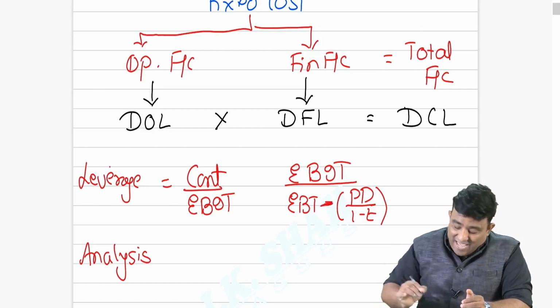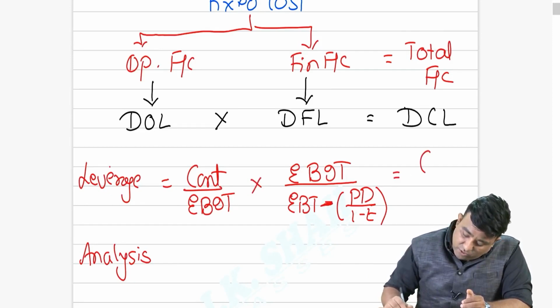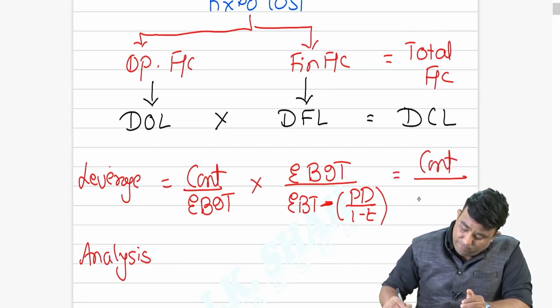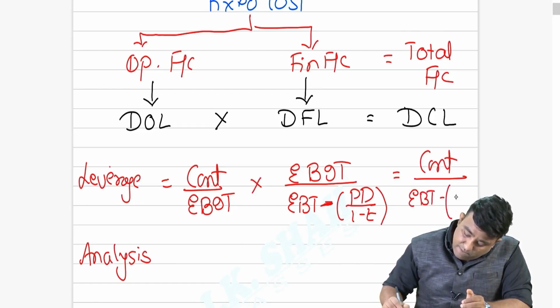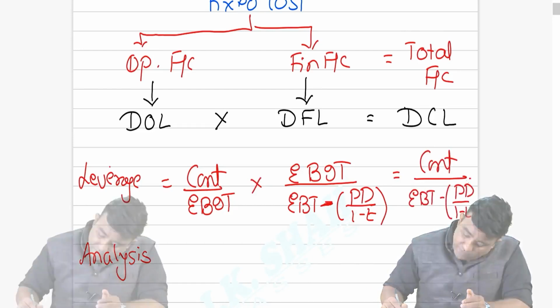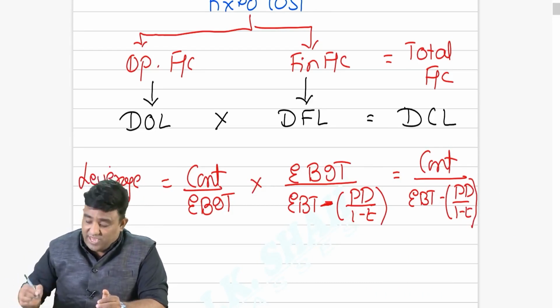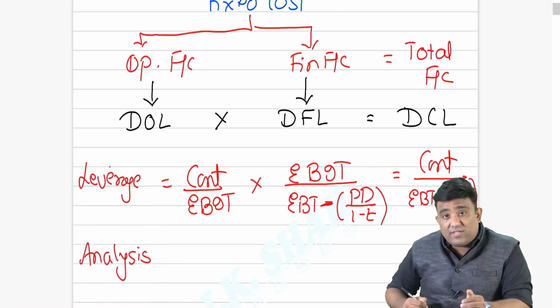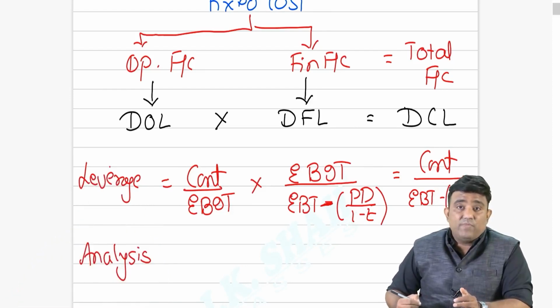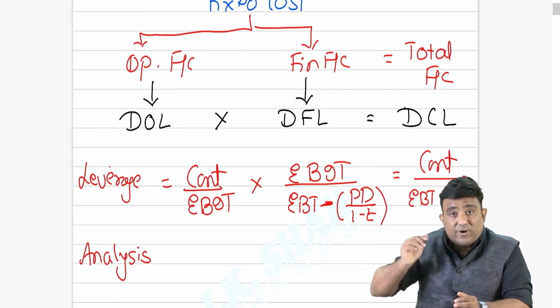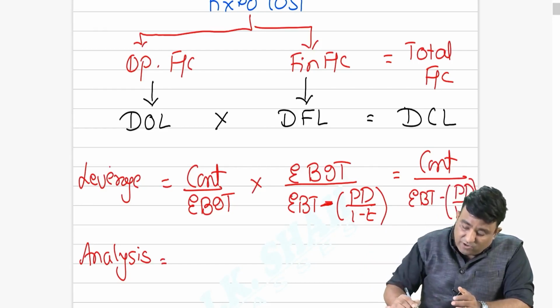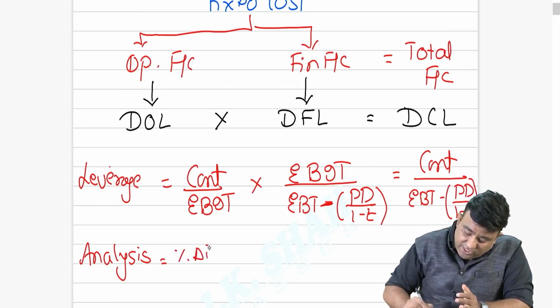Now, if I combine them, the formula is going to be contribution upon EBT minus PD upon 1 minus T. Students, this is the complete formula of operating leverage, financial leverage and combined leverage. What about analysis? The analysis is again applicable. What is operating leverage? The impact of change in sales on operating profit. That is, percentage change in EBIT due to percentage change in sales. That is the analysis formula.